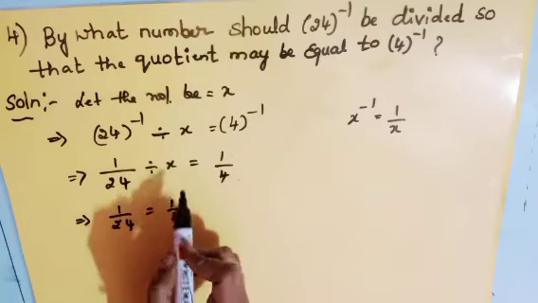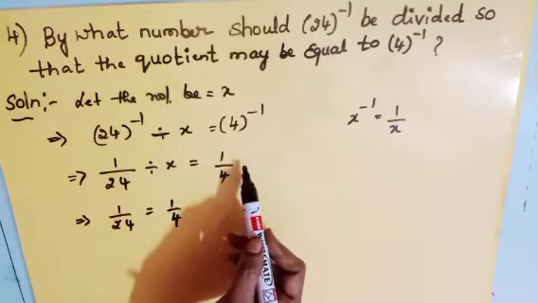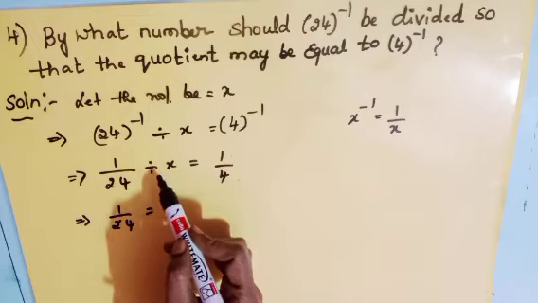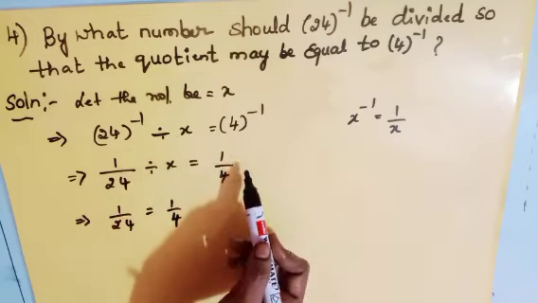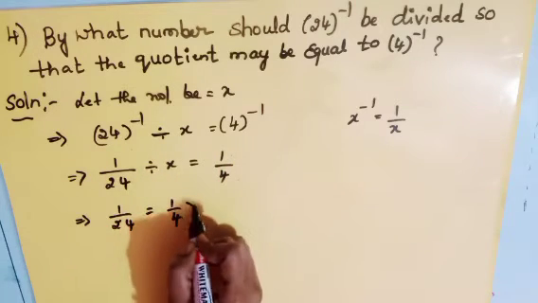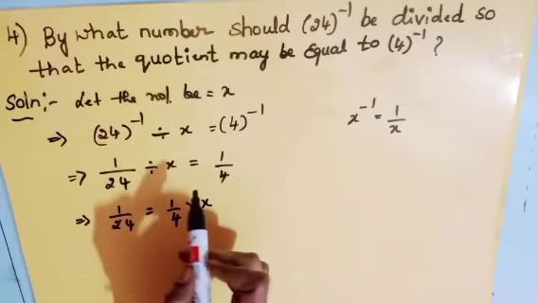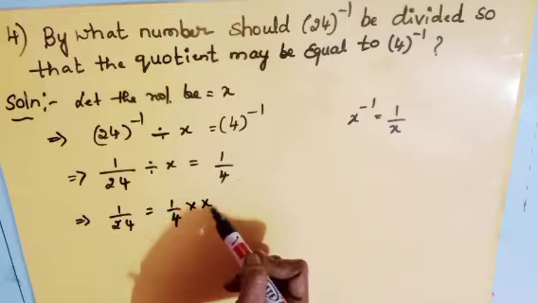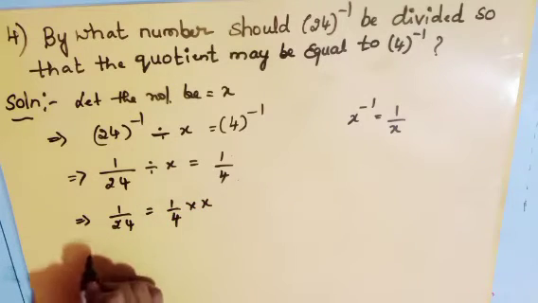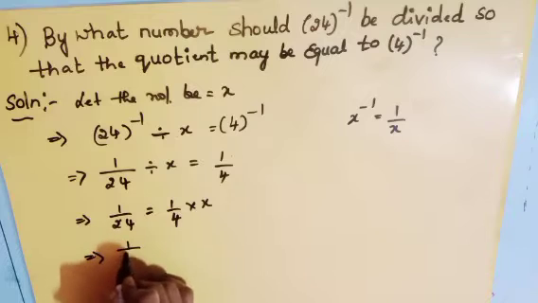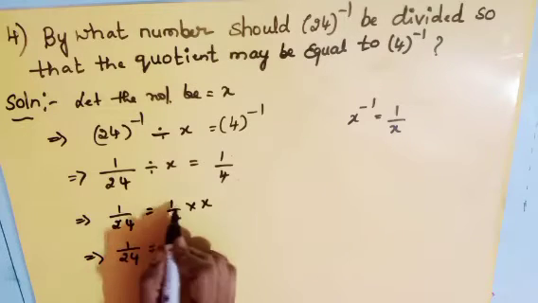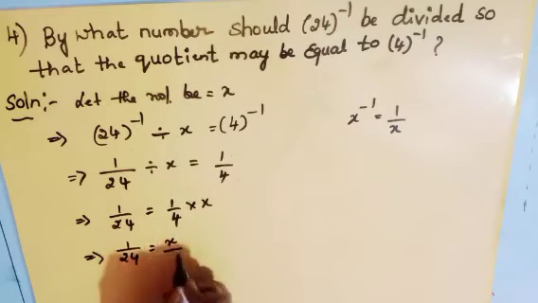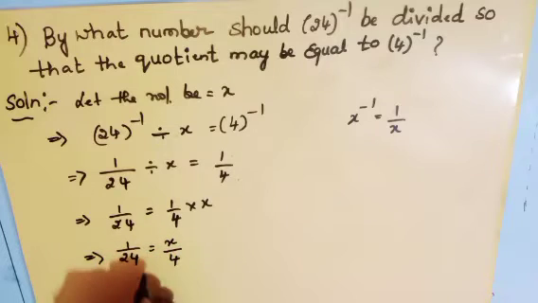Now let us bring this x to the right side. When division comes to the right side, it converts into a multiplication, that is into x. Next, 1 by 24 equals to 1 into x is x, equals x by 4. Let us cross multiply.